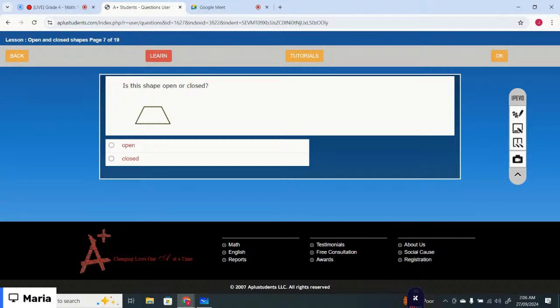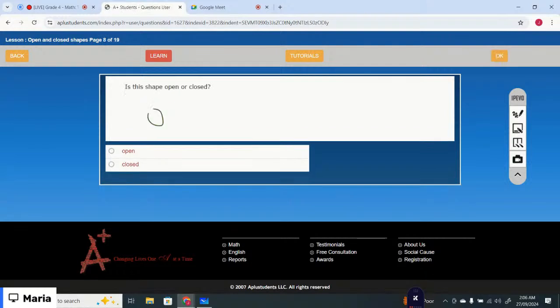I think this lesson is too easy, isn't it? So we need to move on to the next one. Is there any problem with any question in the lesson? Should I move on? The correct option is open it is, right. So let's just move on to the next lesson because that's too easy.